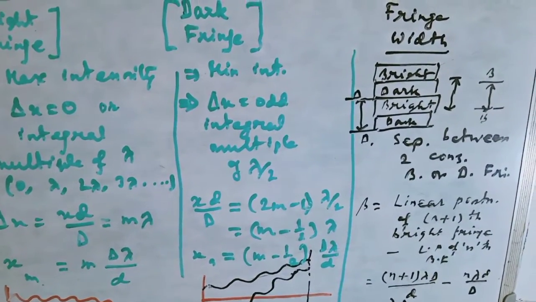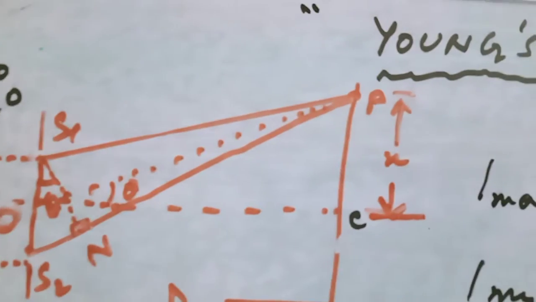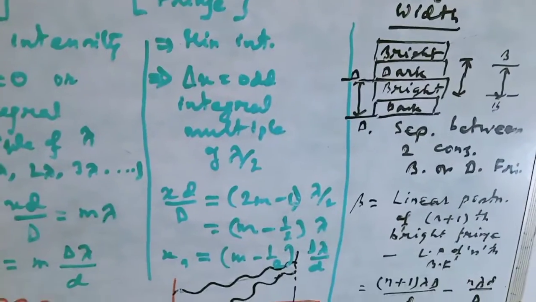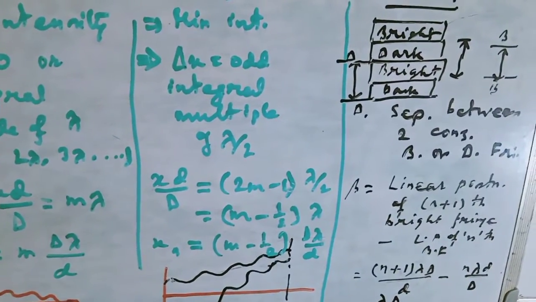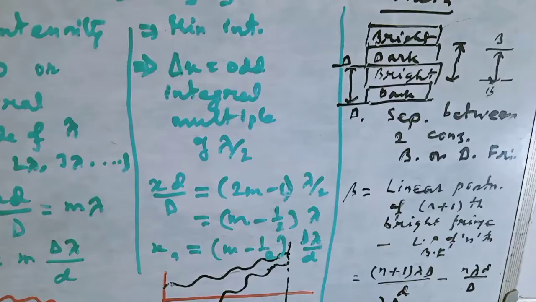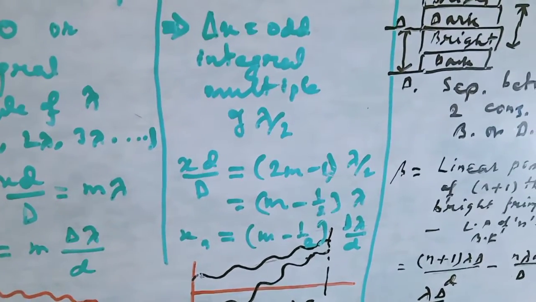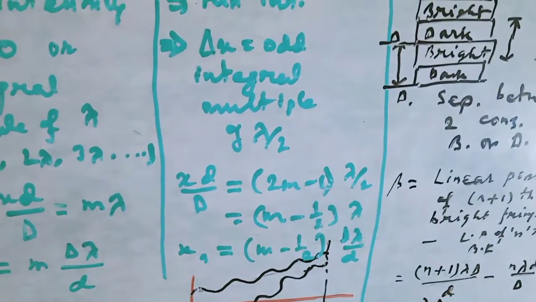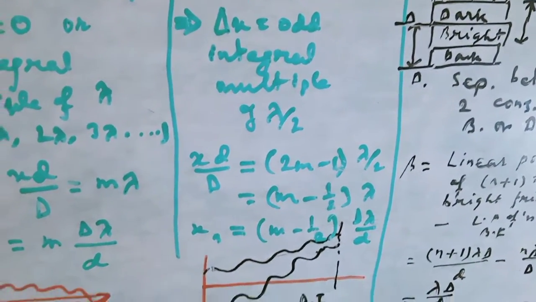So del x, the path difference, is the difference between the two waves, S to N. So x small d by capital D is equal to 2m minus 1 into lambda by 2, that is, m minus half lambda. So the position of the mth dark fringe will be m minus half into capital D lambda by small d.